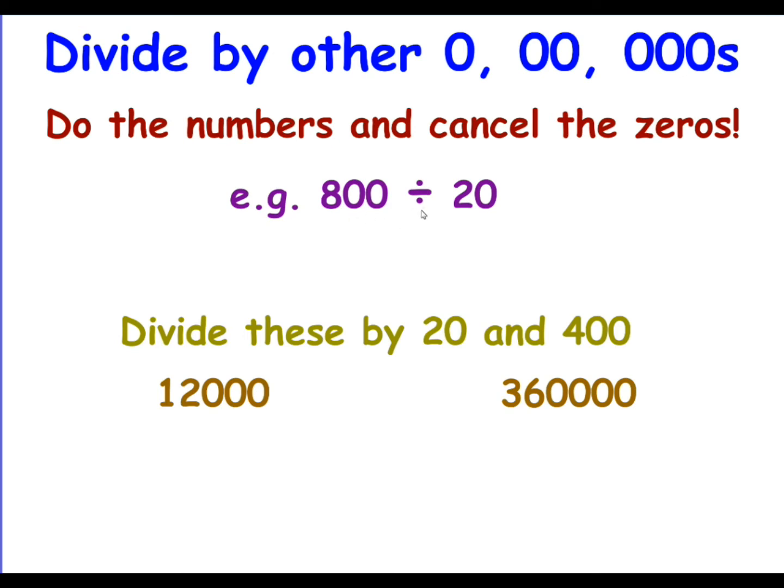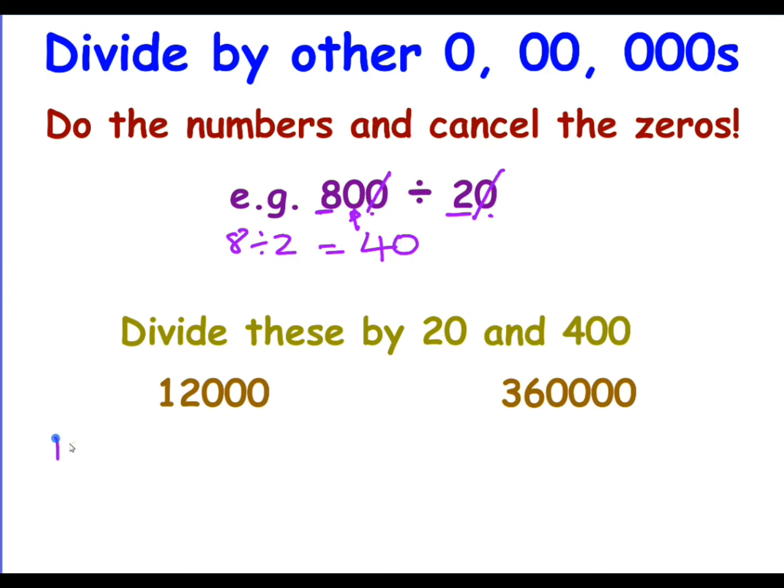I have 800 divided by 20. So I can do the 8 divided by 2, which I know is 4. But this time, instead of adding the zeros that we've missed out, we need to cancel one of these zeros with one of these, leaving just the 1 0 that we put on our answer. Have a go at the questions below and see how you get on.